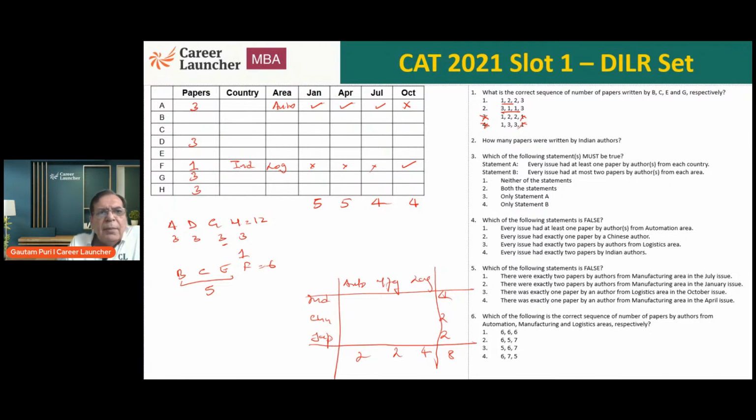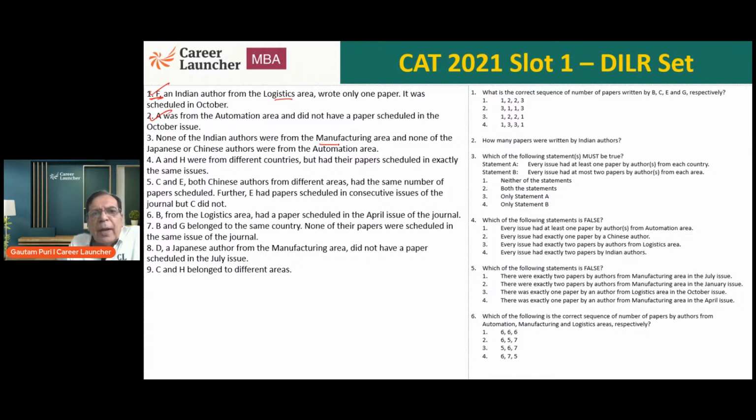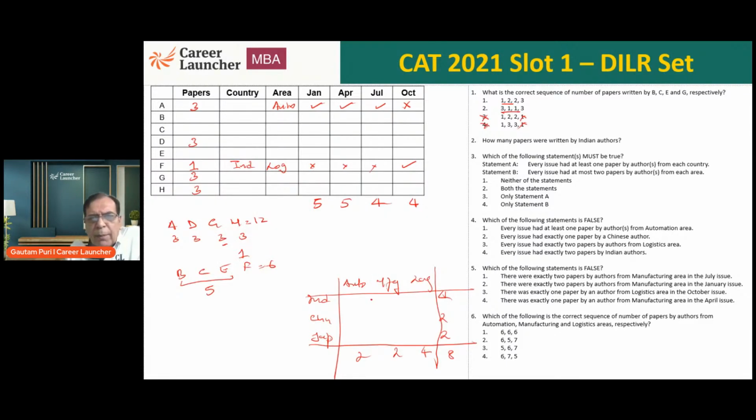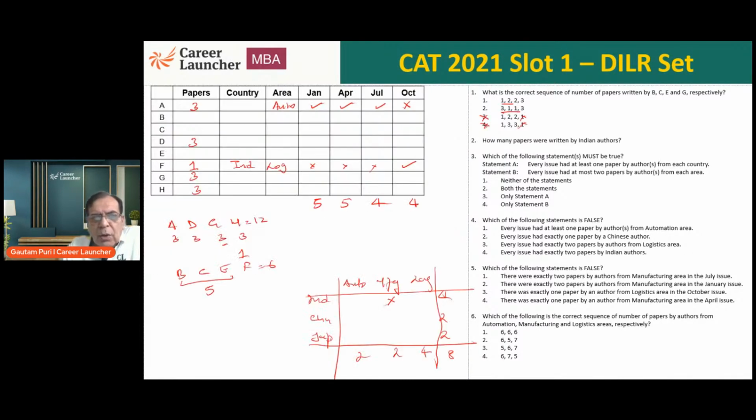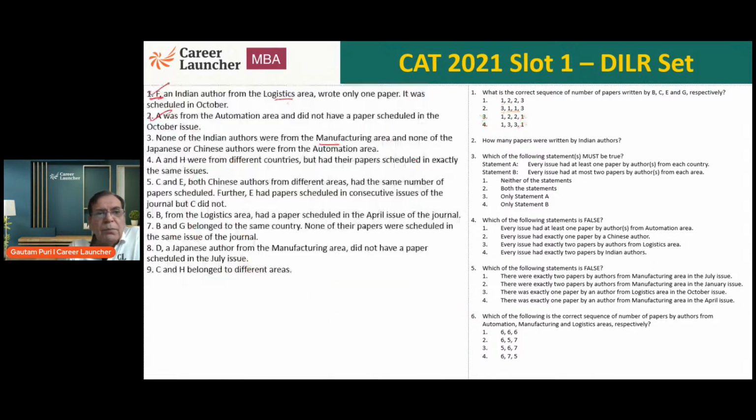Third statement: none of the Indian authors are from the manufacturing area. So no Indian in the manufacturing domain. And none of the Japanese or Chinese authors are from automation. So automation does not have a Japanese or a Chinese. That means both the automation people have to be from India. And since there's no Indian in manufacturing, the remaining 2 Indian authors will be from the logistics area. So that statement is taken care of.